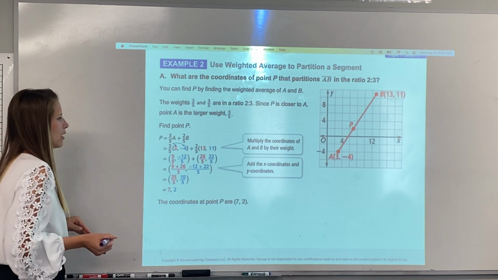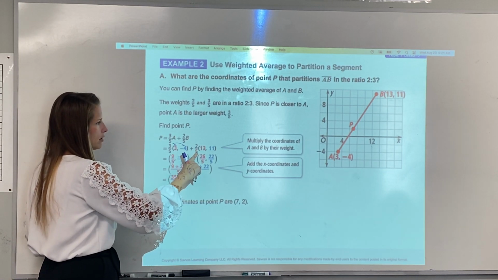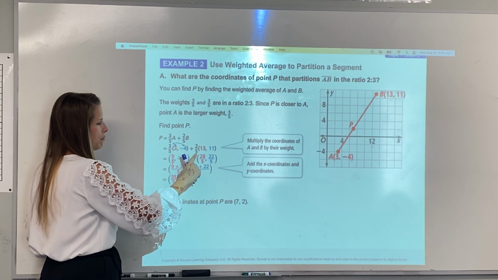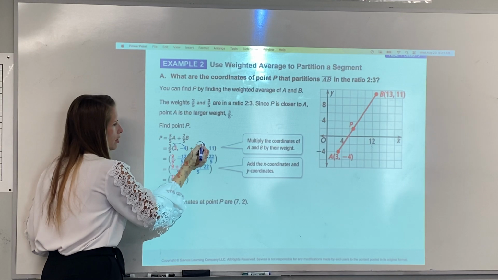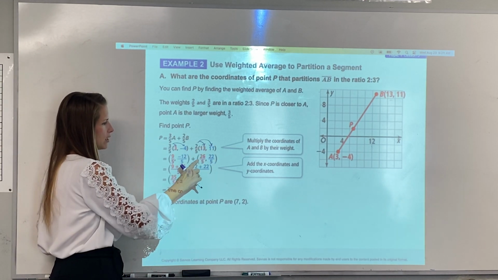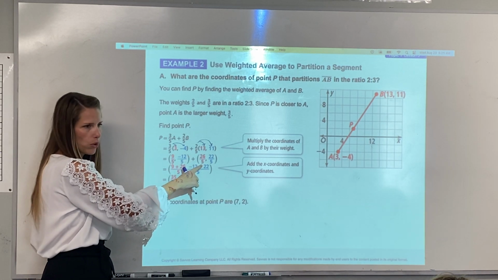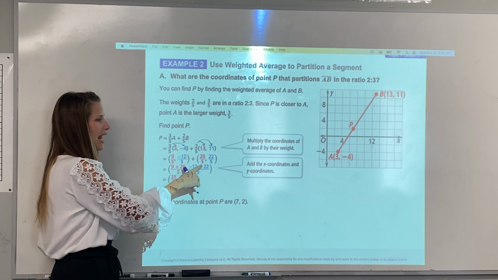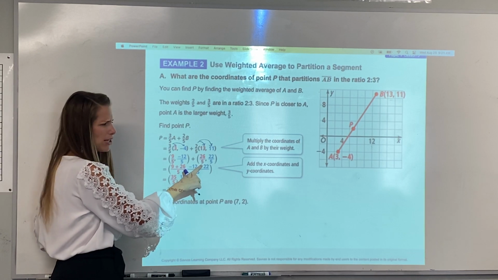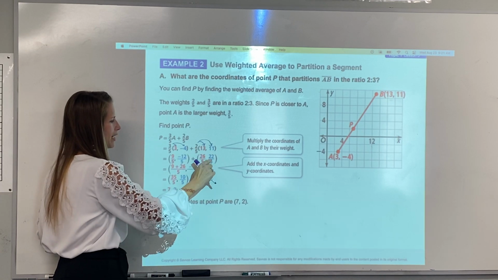So we're going to distribute the weight of the B coordinate to each value, x and y. We have 2/5 times 13 is 26 over 5. I know I'm breezing through the multiplication of whole numbers and fractions, but if you need me to go over that, you let me know. 2/5 times 11 is 22 over 5.